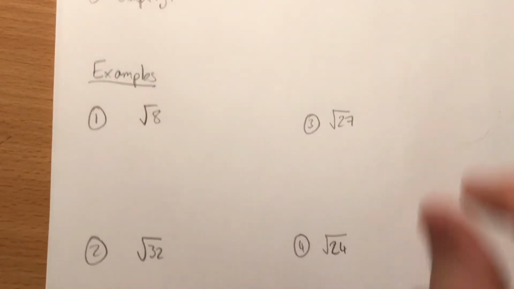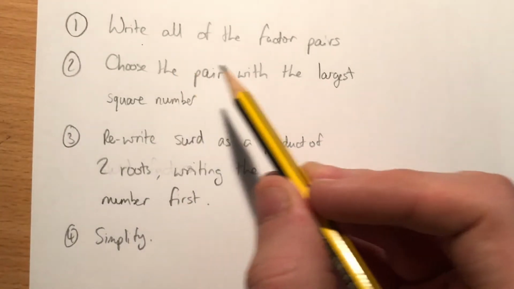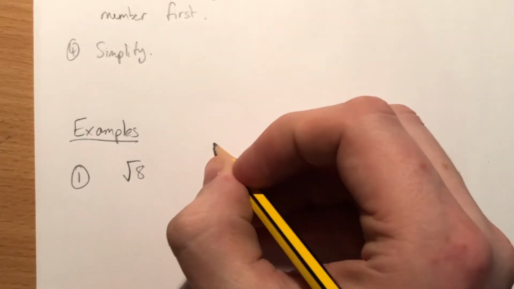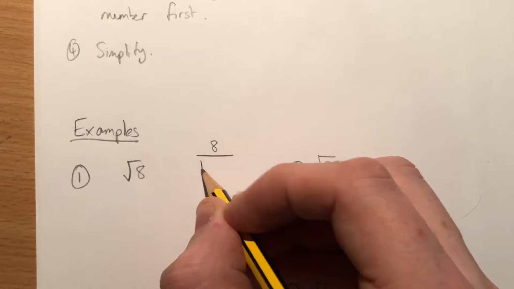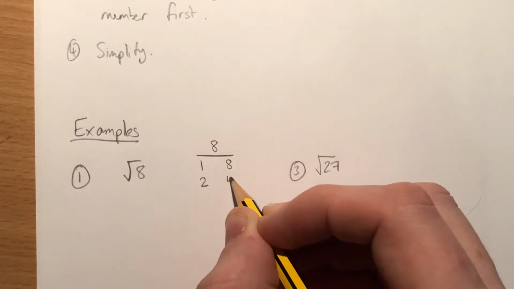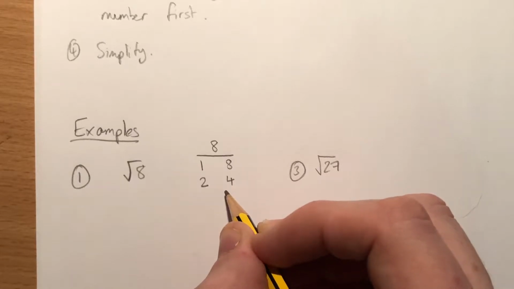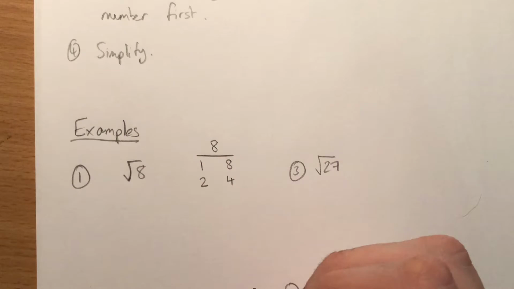Right, so root 8 is the first one we're going to have a look at, and it says, first of all, to write all the factor pairs. So, factors of 8, start with the lowest number that goes into 8, that's 1 times 8. 2 goes into 8 4 times. 3 isn't in there. 4 is already written down, which means that we've got all the factors of 8.